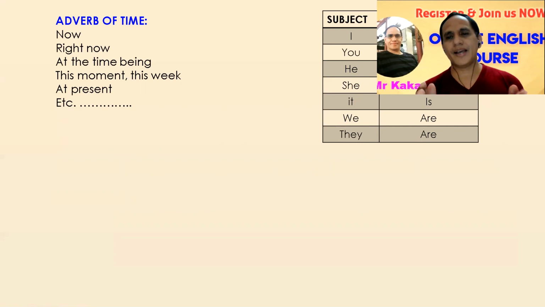For the subject I, you will use am, and for the subject you, you will use are, and for the subject he, she, or it, you will use is, right? And for the subject we and they, we will use to be are, right? Okay, those are the forms of to be that you have to know.